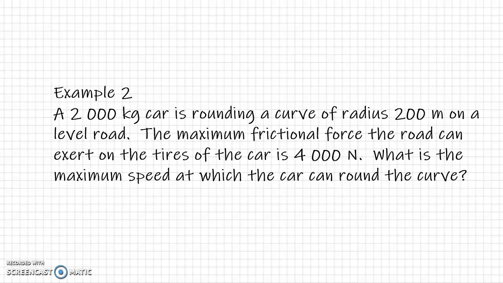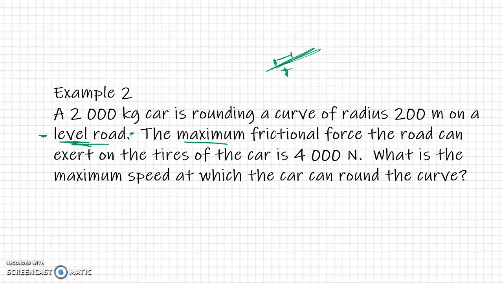So this is important. Level road simply means that it's not banked, so you don't have a car going on a banked corner like this. That means that we don't need to worry about components on this one. If there was any kind of banked corner, kind of like we have here, we would need to deal with components. So no components when we see that it's on a level road.